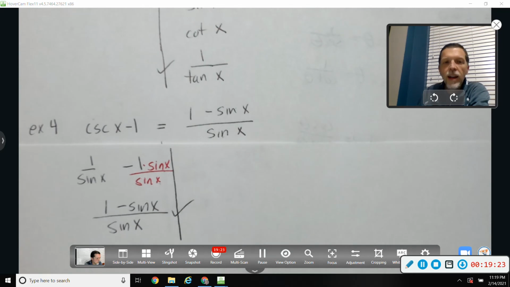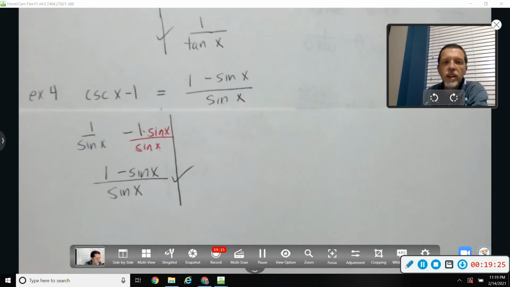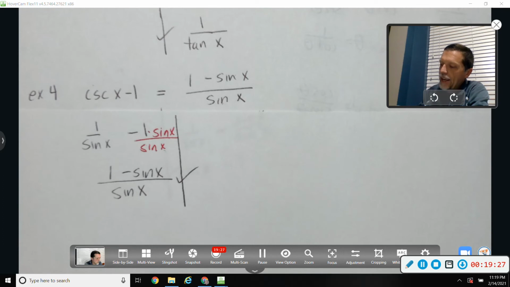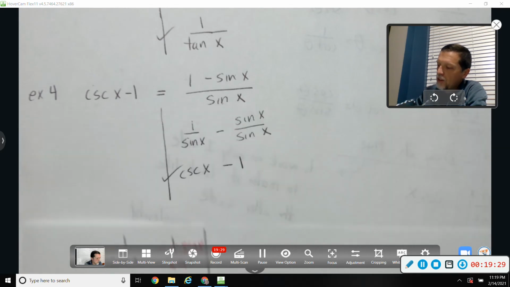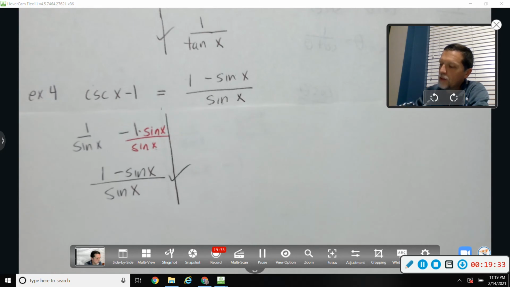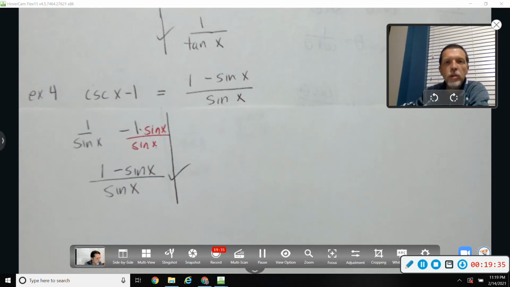So that's a good one to show that you can work on either side, and it's the same number of steps. It's just one's a little different than the other, and I don't know that one is even better than the other on that particular example.